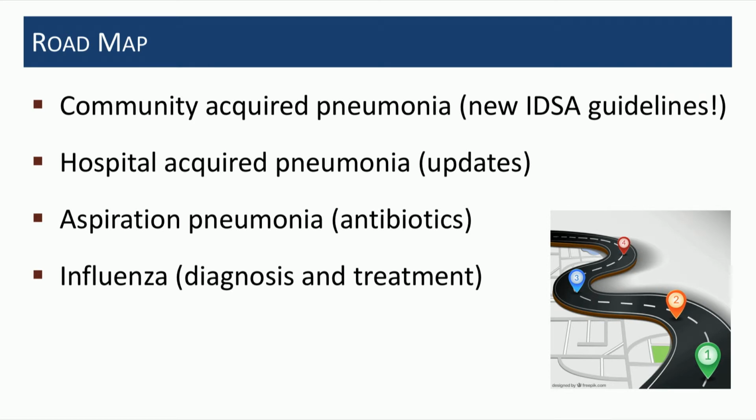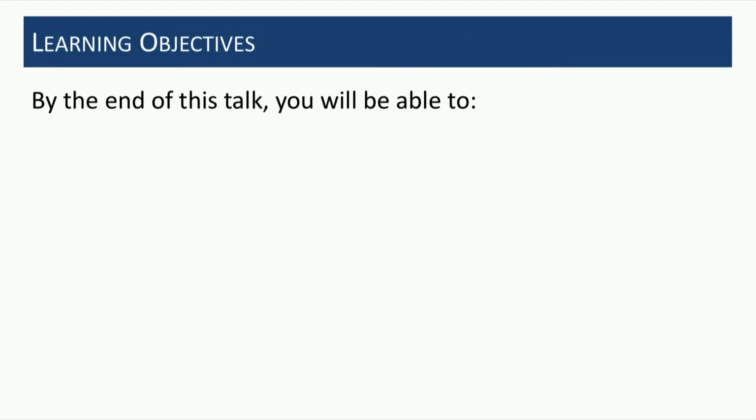We're going to talk a little about some updates in hospital-acquired pneumonia, and those guidelines came out a couple years ago. We'll talk a little bit about aspiration pneumonia in terms of choosing antibiotics. I think this is a really common topic in hospital medicine. And then we're going to talk about influenza, both diagnosis and treatment. Influenza is one of my favorite diseases to talk about.